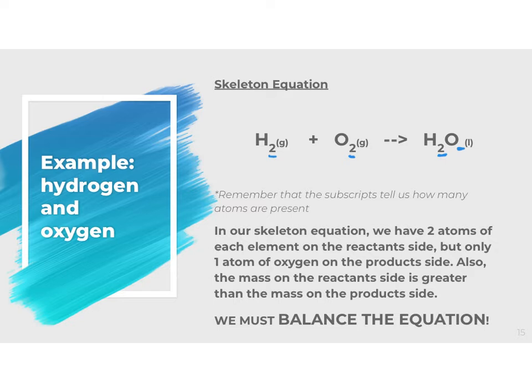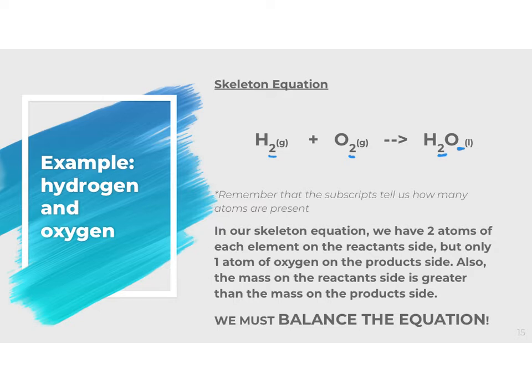So in order to show the conservation of mass, remember that the mass has to be the same on both sides of the chemical equation. Or you have to think the atoms have to be the same, and the number and the kind have to be the same on both sides of the equation. So we have to balance the equation.